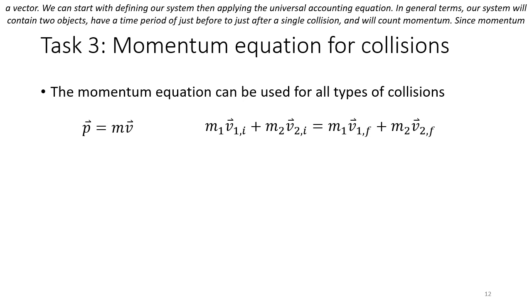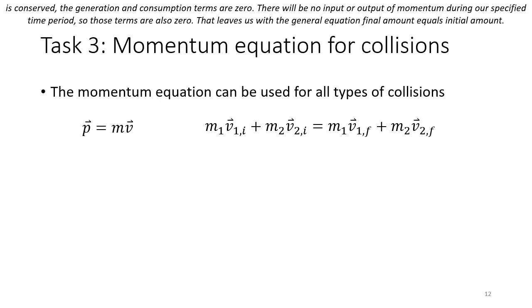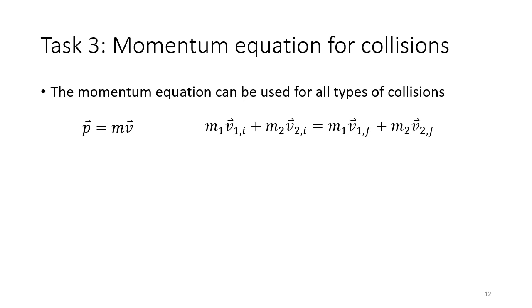We can start with defining our system, then applying the universal accounting equation. In general terms, our system will contain 2 objects, have a time period of just before to just after a single collision, and will count momentum. Since momentum is conserved, the generation and consumption terms are 0. There will be no input or output of momentum during our specified time period, so those terms are also 0. That leaves us with the general equation: final amount equals initial amount.